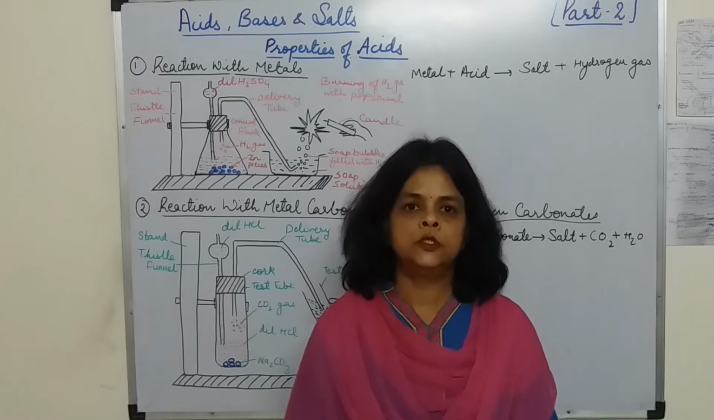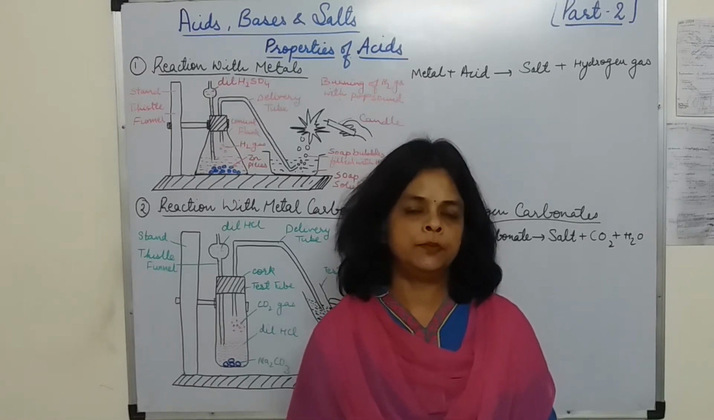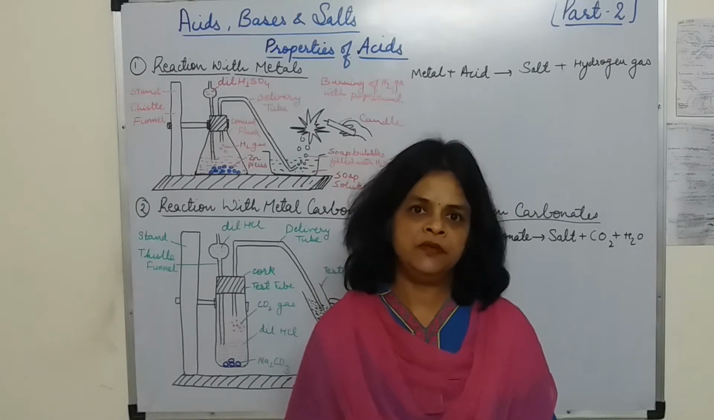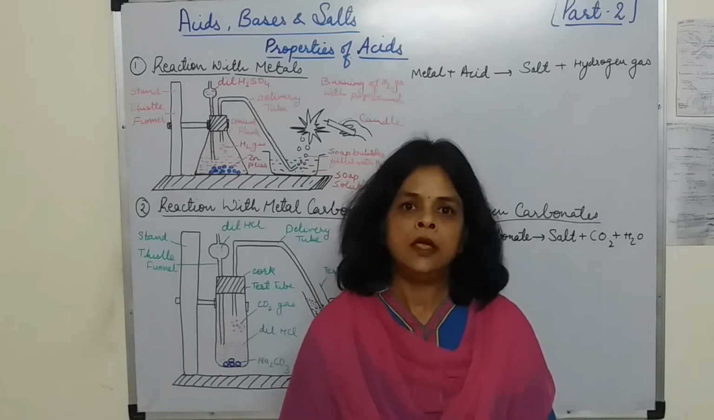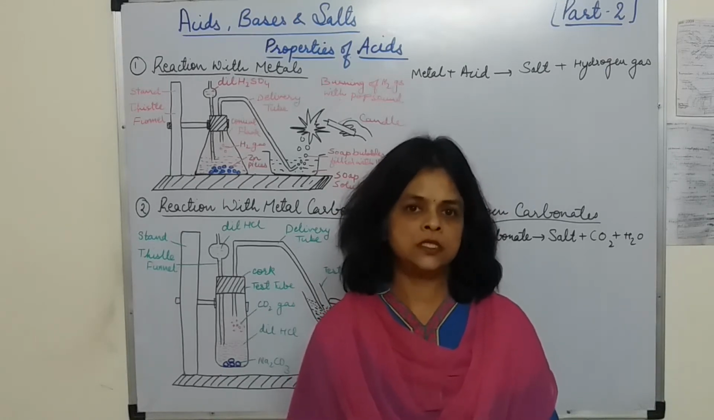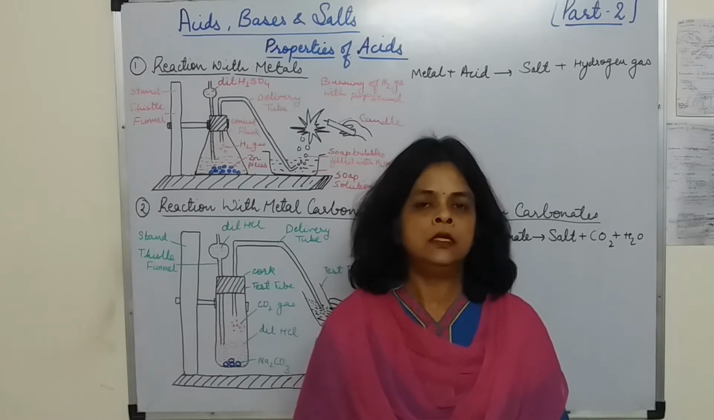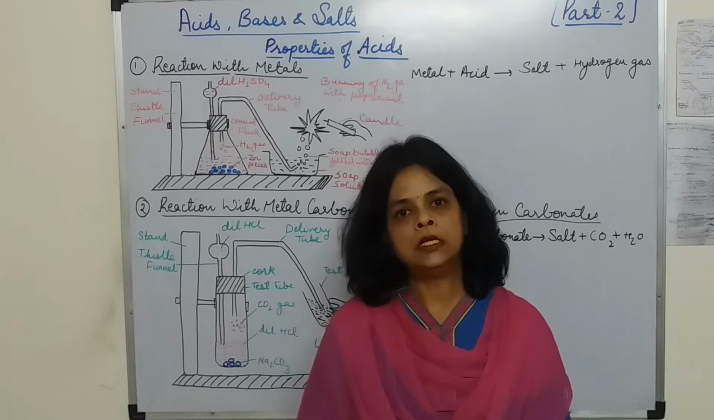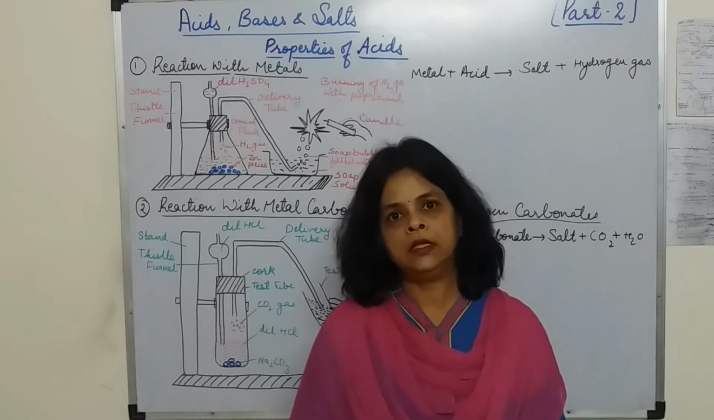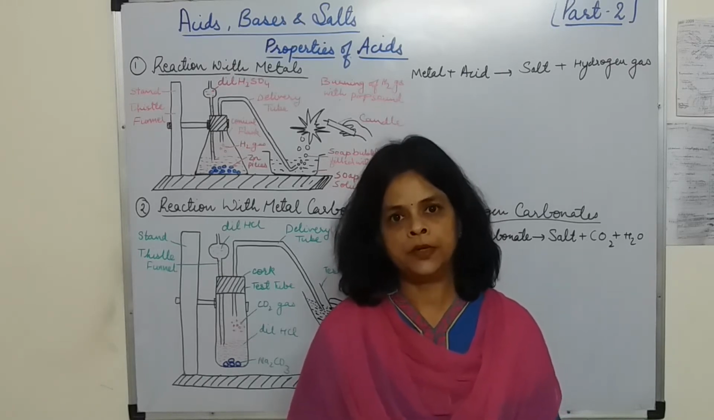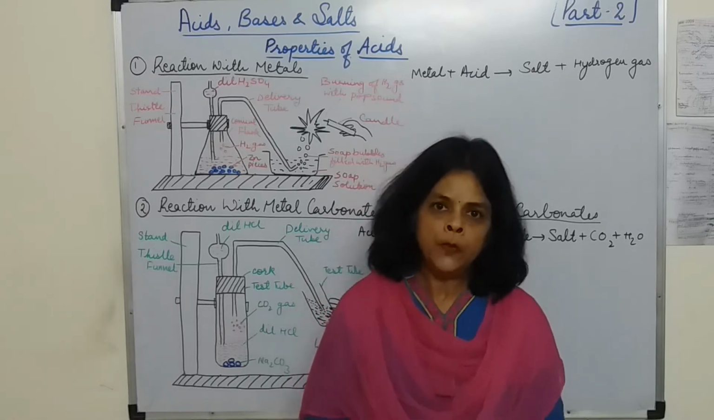Hello students, today we are going to start with the properties of acids. As in the previous class we had studied, acids generally have a sour taste. They dissolve in water to give hydrogen ions and they turn blue litmus red. They are colorless with phenolphthalein and they give a red color with methyl orange. Now we will deal with their chemical properties.